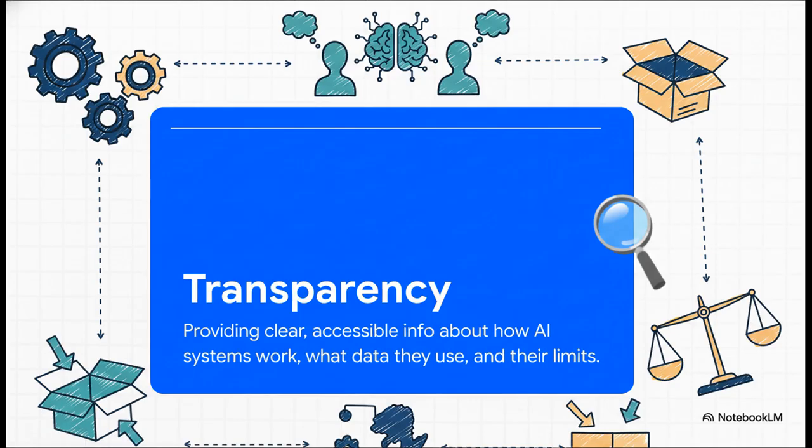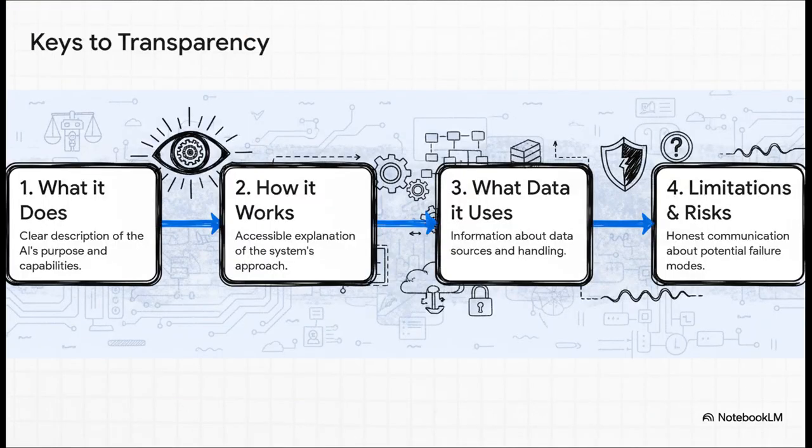That's not transparency. True transparency means giving clear, understandable information to everyone involved, the people using it, the people regulating it, even the people building it. So what does that actually look like? Well, it breaks down into 4 key things. 1, what does this thing actually do? 2, how does it work, in simple terms? 3, what data is it using? And 4, and this might be the most important one, what are its limits? What are the risks? You have to be honest about what it can't do.